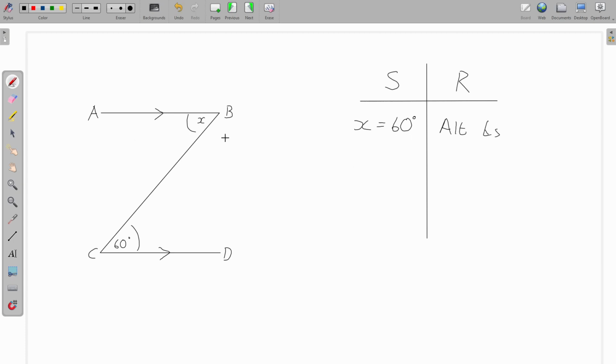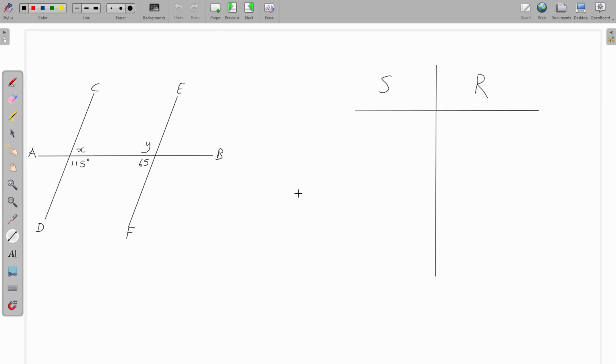And finally the proof, I need my parallel lines. The parallel lines I used were AB and CD. AB was parallel to CD. That's it, done. 3 marks. Let's have a look at another.